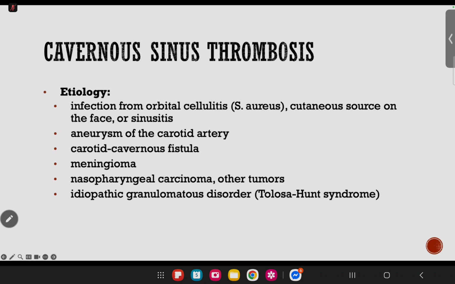Cavernous sinus thrombosis is often secondary to infection from orbital cellulitis or caused by Staphylococcus aureus from a cutaneous source on the face, or sinusitis, especially mucormycosis in diabetic patients. Other causes include aneurysm of the carotid artery and carotid cavernous fistula, meningioma, nasopharyngeal carcinoma, other tumors, or an idiopathic granulomatous disorder, known as Tolosa-Hunt syndrome. The two cavernous sinuses directly communicate via the intercavernous channels, thus involvement on one side may extend to become bilateral.